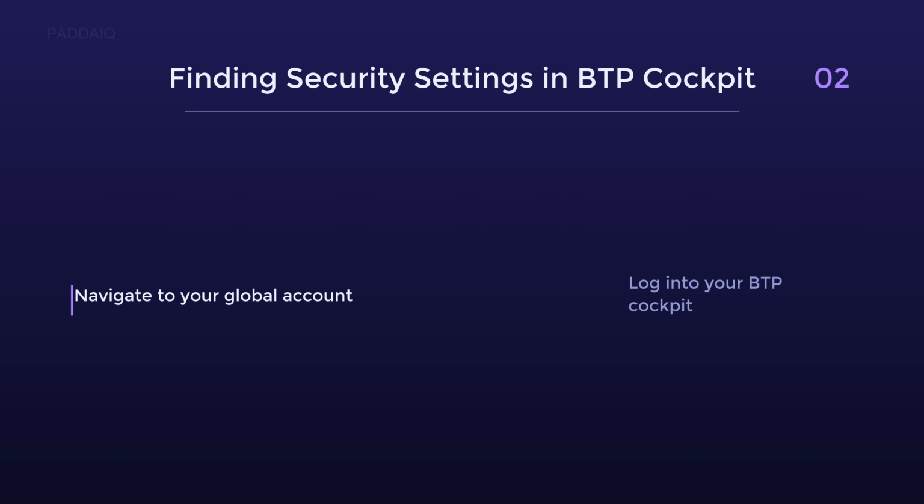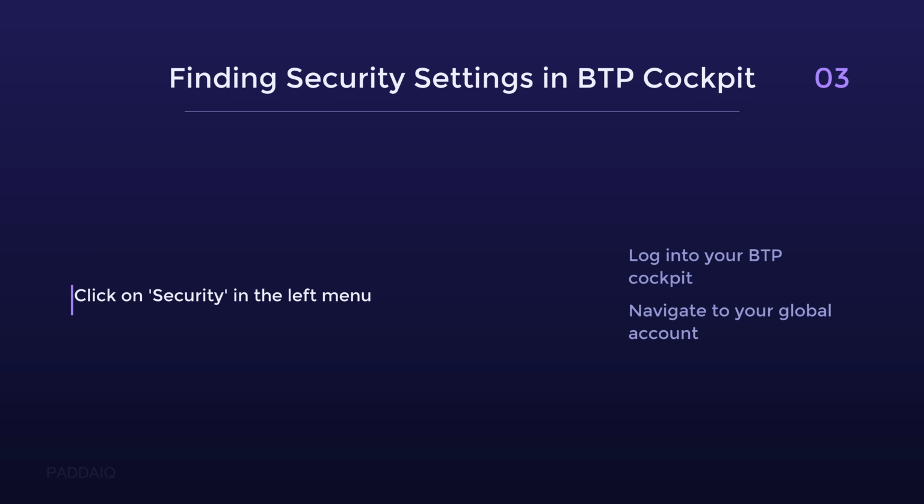Navigate to your global account. This means accessing the top-level container holding all your BTP resources and subscriptions. For example, if your company Cloud Corp uses BTP, you would first go to the Cloud Corp global account to manage access. This is your essential starting point for central security administration.